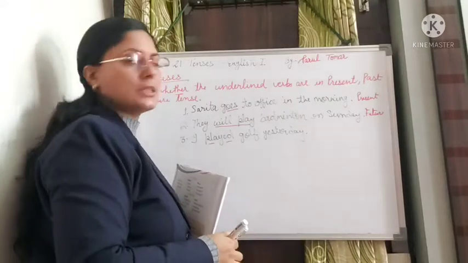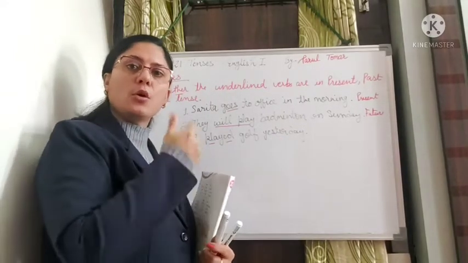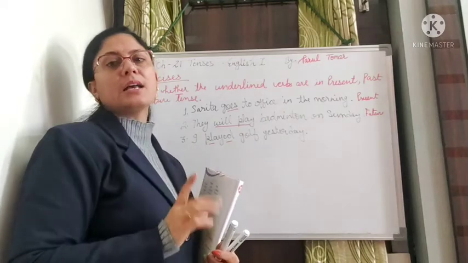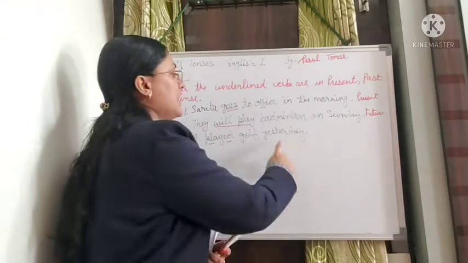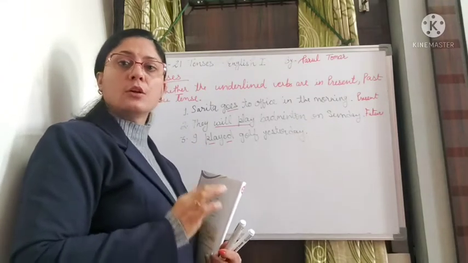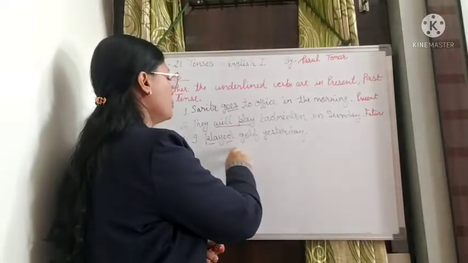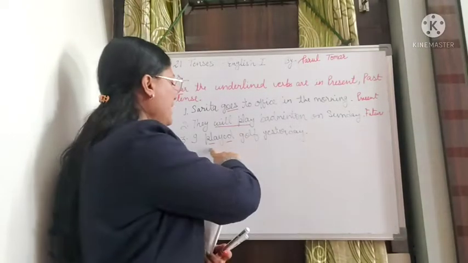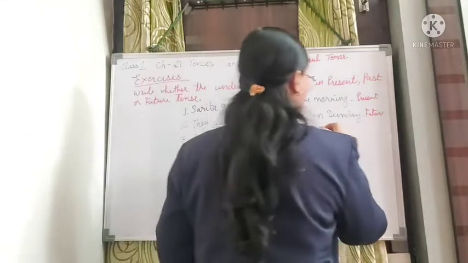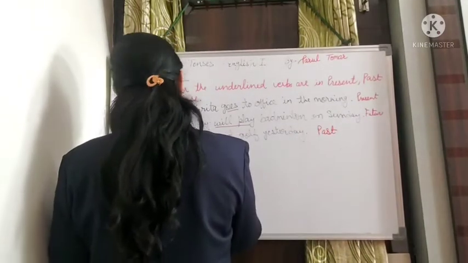I played golf yesterday. Yesterday we use for the day which is already over. Means in past tense only we use yesterday. गुजरे हुए कल के लिए हम yesterday use करते हैं. वो कल जो already हो चुका. So here we have used the second form of verb. Play, played. So this is in past. So we will write here past. Number 4.